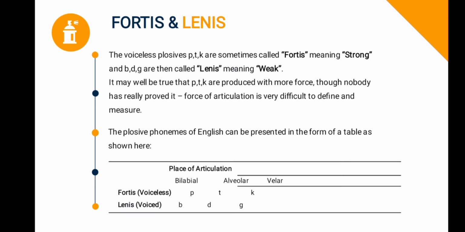First, fortis or voiceless: P, bilabial; T, alveolar; K, velar. Lenis, voiced: B, bilabial; D, alveolar; and G, velar.